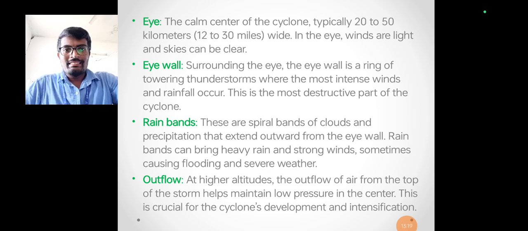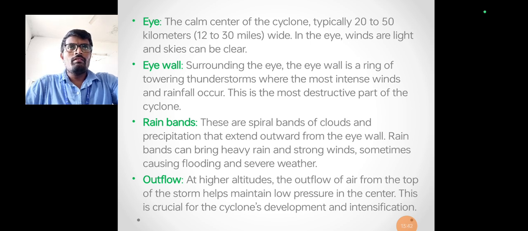Now coming to the second part, that is the eye wall. The eye wall surrounds the eye. The eye wall is a ring of towering thunderstorms where the most intense winds and rainfall occur. This is the most destructive part of the cyclone. Which means that the eye wall protects the eye.